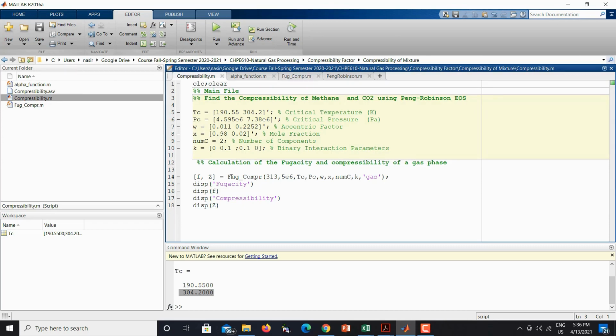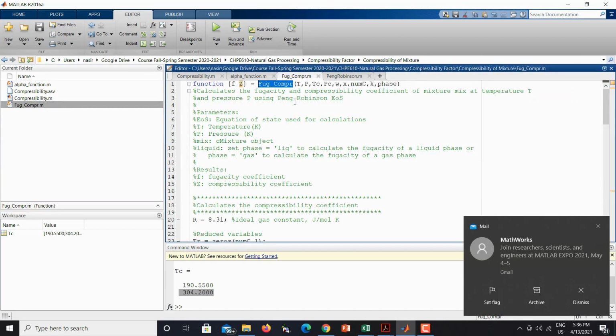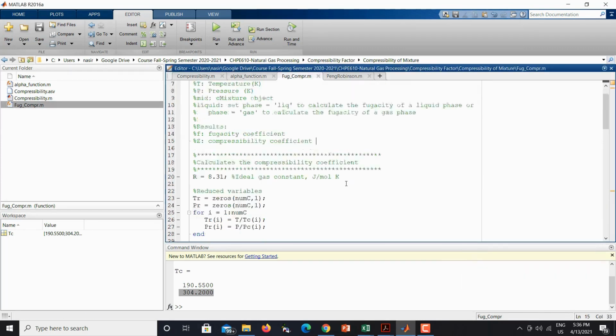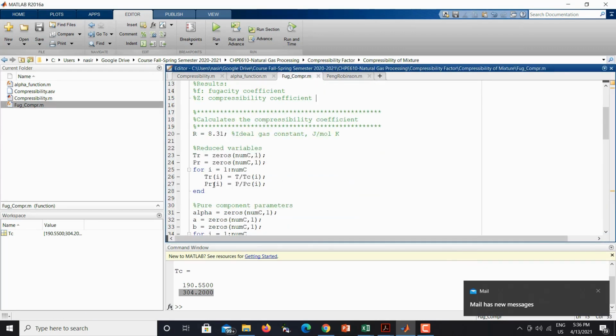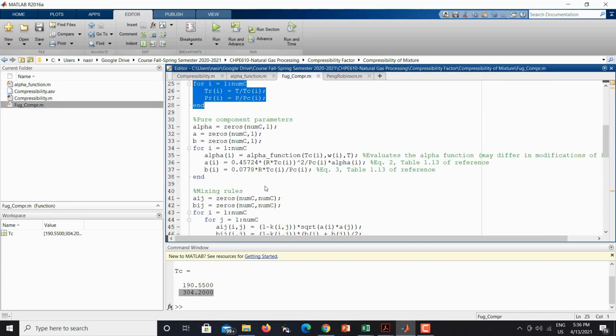Now we use a function called fig_compress. I already opened it here. Let me go inside fig_compress and show you what is happening. The same thing is happening as in the case of a pure component, but this time we have a mixture. Instead of only one reduced temperature and reduced pressure, we have multiple, because we have two components, so this will give us two reduced temperatures and reduced pressures.